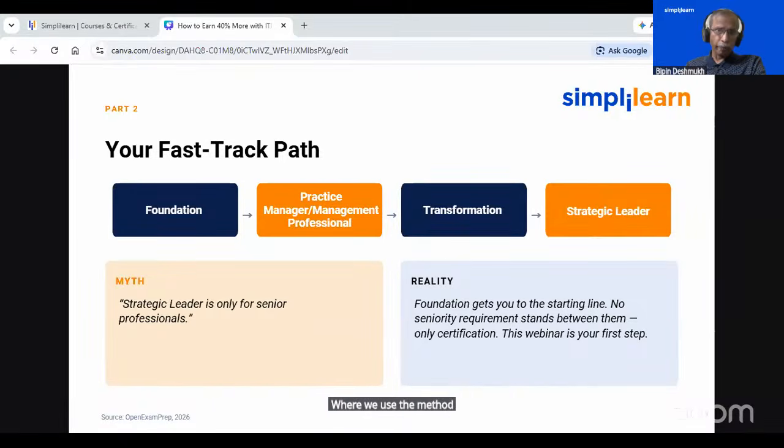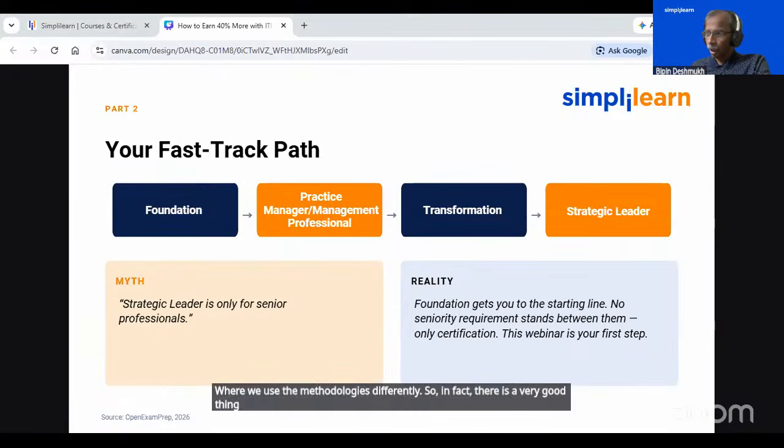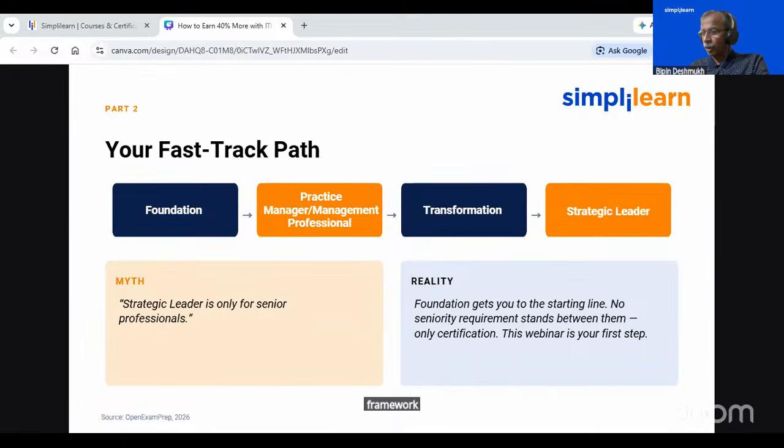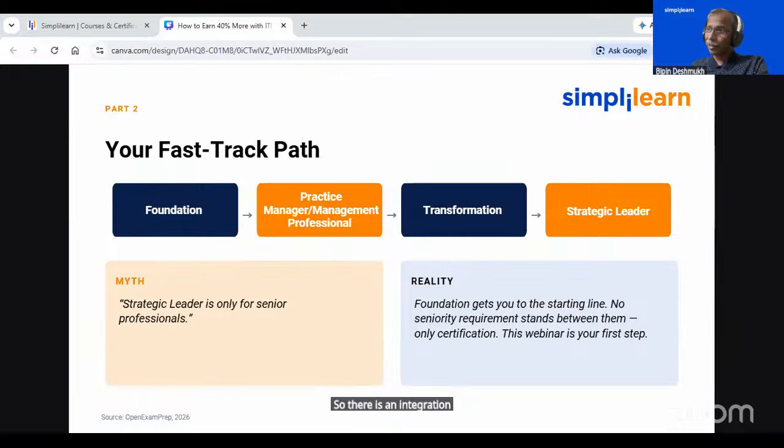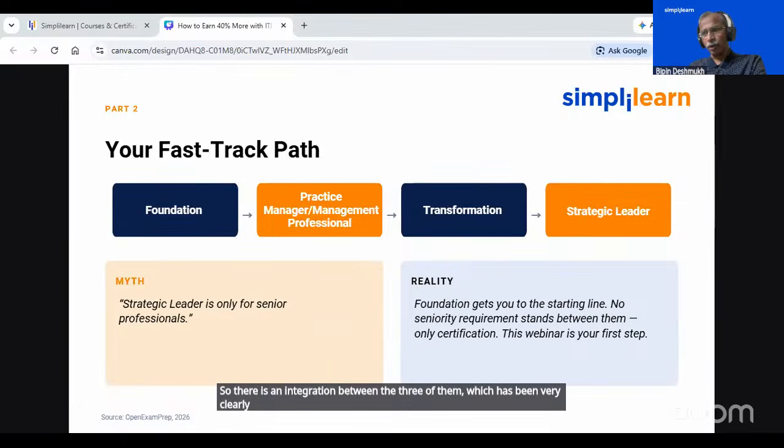We use the methodologies differently. In fact, there is a very good thing which has come in ITIL version 5, which is a correlation between the ITIL framework, the project management methodology and the development methodology. So there is an integration between the three of them, which has been very clearly articulated and which we cover as a part of our discussion during the course.